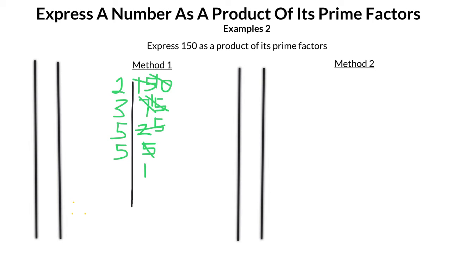Therefore, 150 could be written as 2 times 3 times 5 times 5. Method 2. In our method 2 here, remember we'll be looking at the tree and branch method, where we'll be decomposing the number 150. So we'll put down our number 150 up here.